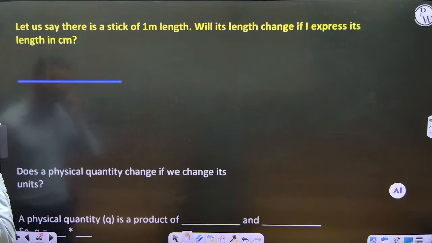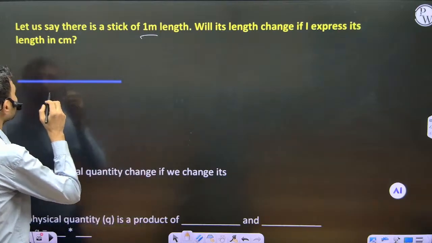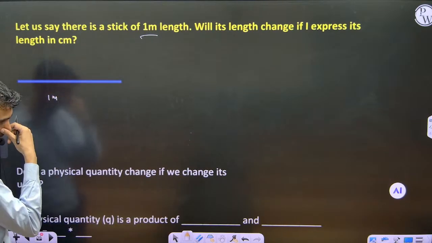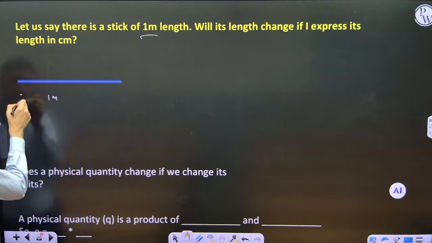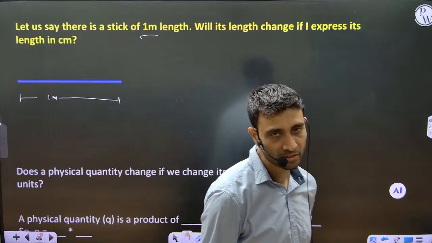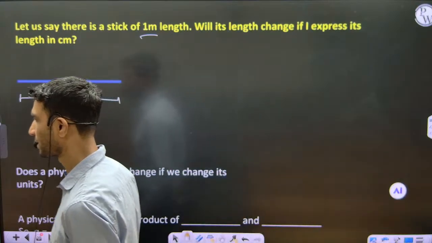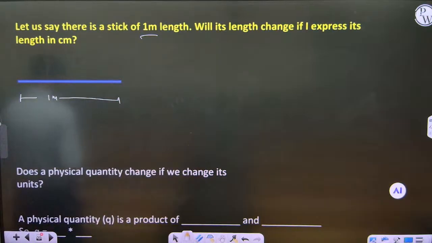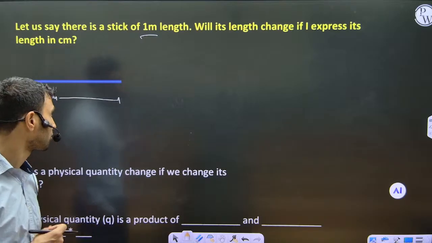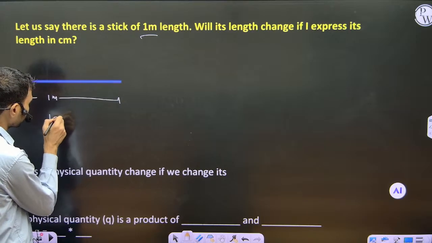So now let us talk about this stick. What is the length of this stick? 1 meter. So 1 meter is the length of the stick, let's say. Now let's say one of you decides that I want to write the length of the stick in centimeter. I don't want to write it in meters. So what will be the length of the stick? You will say, well, it is 100 centimeters, right?